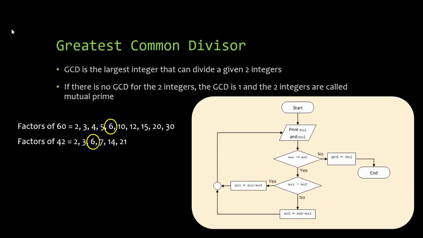Before we start coding, let us get ourselves familiar with what GCD is. GCD, or greatest common divisor, by definition is the largest integer that can divide two given integers. That is a mathematical definition. And if the two integers don't have anything in common that can divide them, this means the GCD is 1, because 1 can divide any number. If that is the case, we call the two numbers mutual prime.